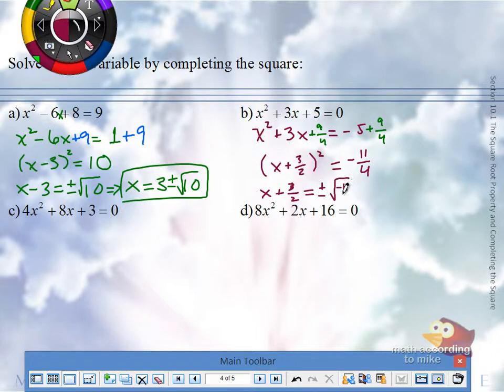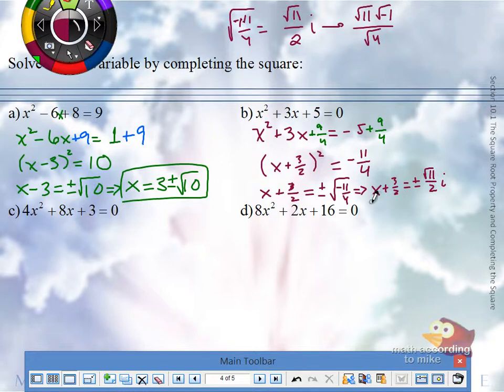How does the square root of negative 11 over 4 simplify? Square root of 11 over 2i. The square root of negative 1 becomes the i. The square root of 11 we can't do anything with, but the square root of 4 becomes 2. So we have x plus 3/2 equals plus or minus square root of 11 over 2i.